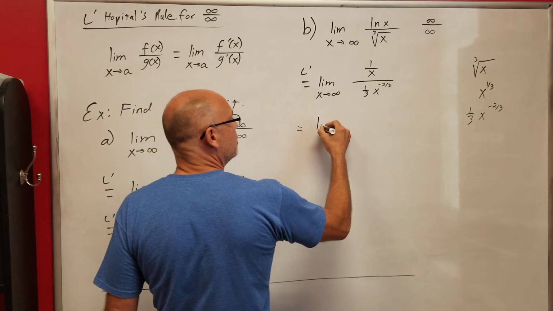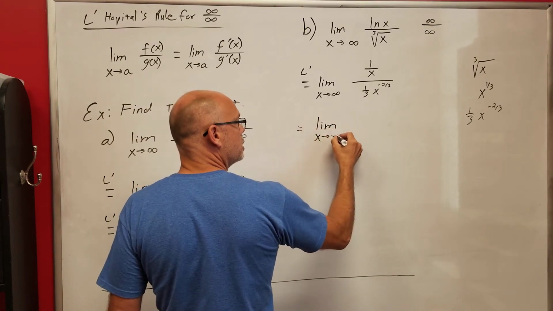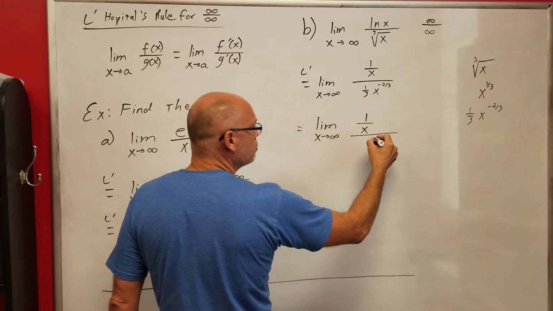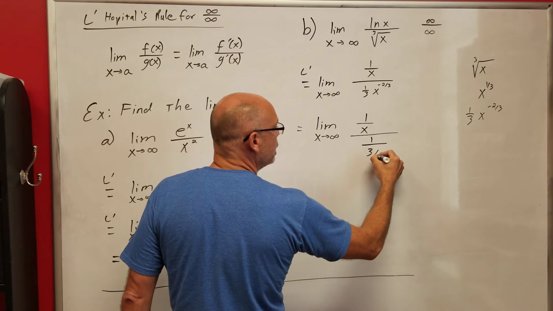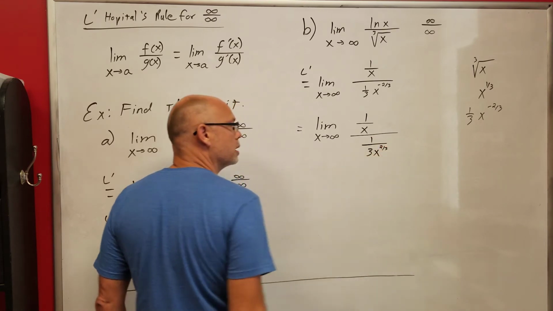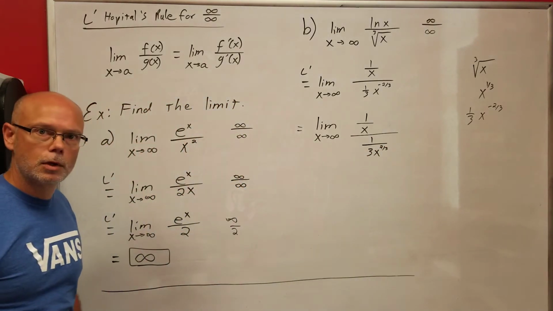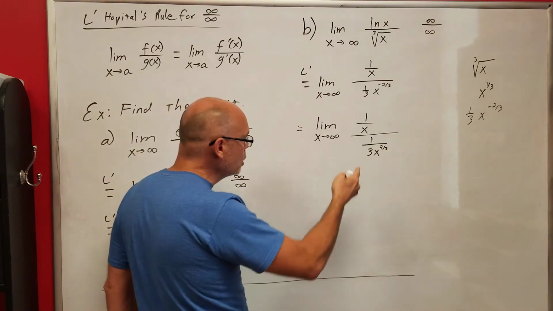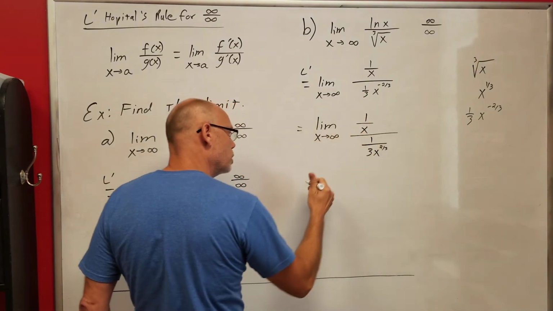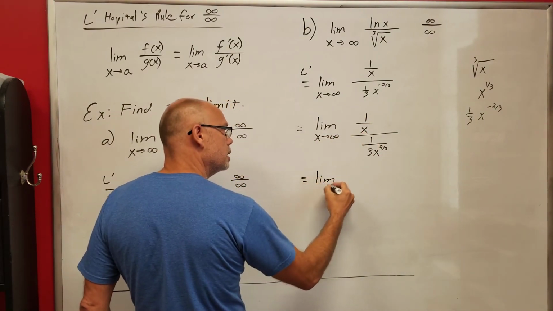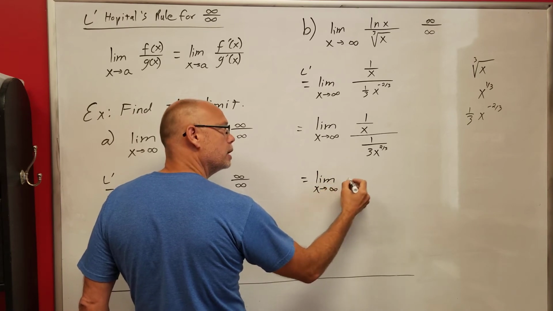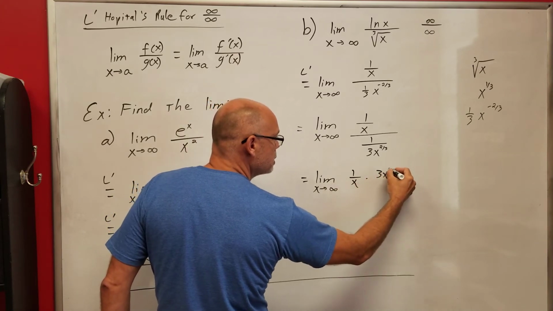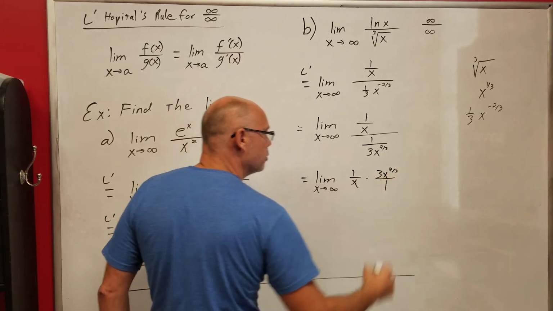All right, so this is the limit as x approaches infinity of 1 over x all over, let me clean this up, that's 1 over 3x to the 2/3 like that. Well, before I do anything else, let me try to clean this thing up more. In other words, let me try to multiply by the reciprocal here. So I'm going to say that's the limit as x approaches infinity of 1 over x times 3x to the 2/3 over 1.